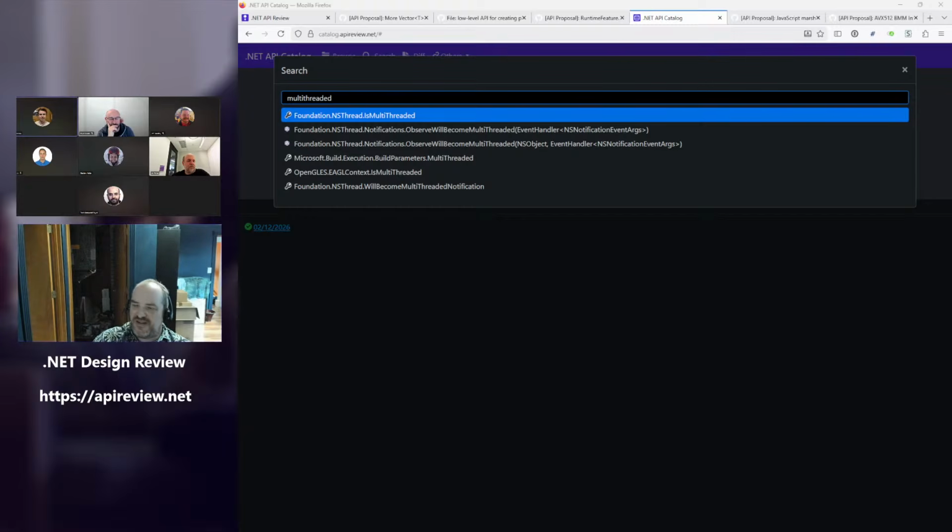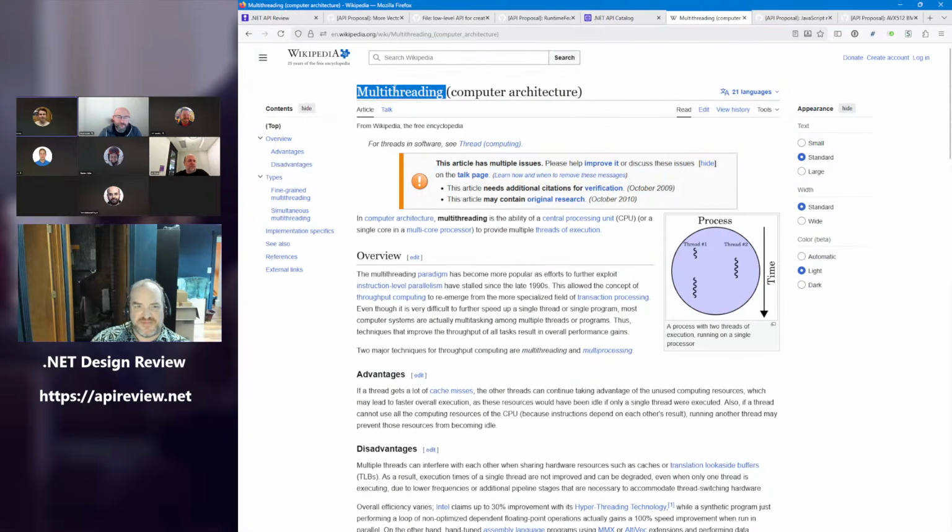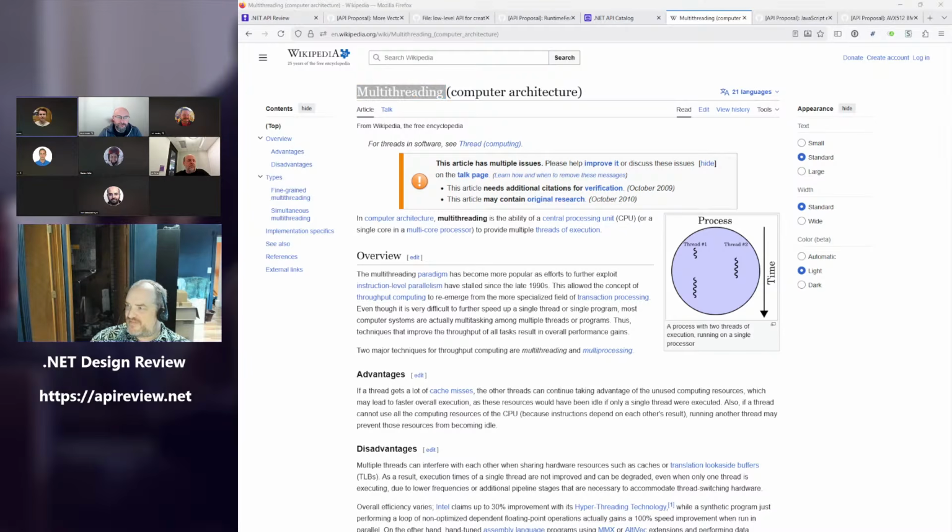Wikipedia uses multi-threading. The OS Dev Wiki uses multi-threading, one word, so lowercase t. Looks like the Intel Architecture Manual uses one word. All right. I'm definitely in favor of one word personally too. Both 1 and 2 look wrong at this point, so I just wanted to make sure we were consistent.